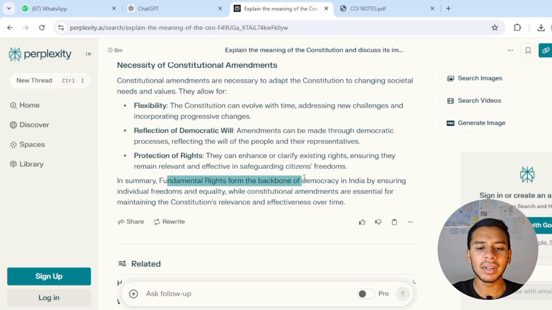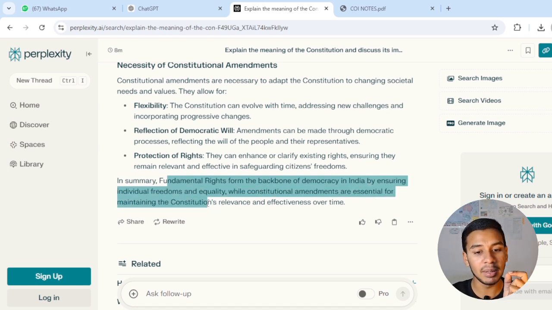In summary, fundamental rights form the backbone of democracy. If there is a democracy, there should be fundamental rights for any country. In India, by ensuring individual freedoms and equality.